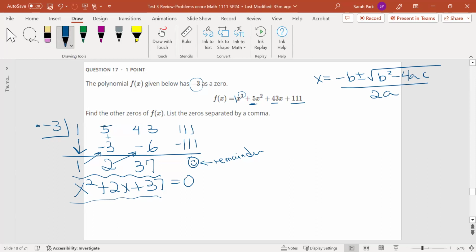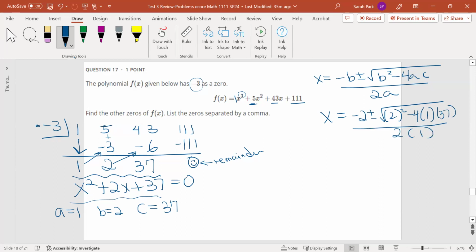And we know in this case, a is equal to 1, b is equal to 2, c is equal to 37. So we have x is equal to -2 plus or minus the square root of 2 squared minus 4 times 1 times 37, all over 2 times 1. Okay, I think I need a calculator for this. So if I put 2 squared minus 4 times 1 times 37, I get negative 144 under the root.